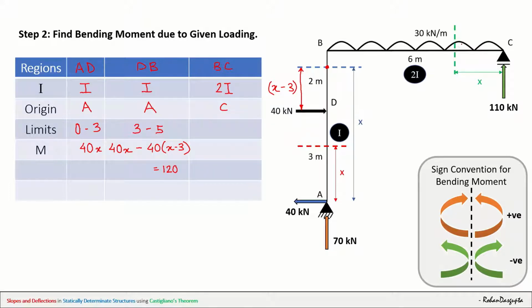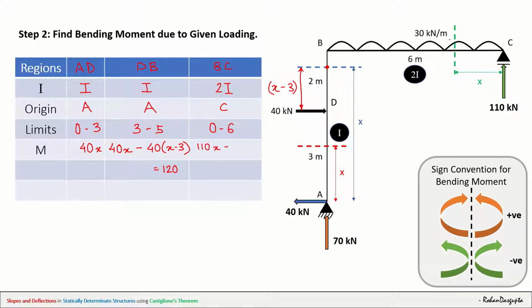Now let us take the section from C. And what is the limit of x? C to B. At C, the value of x is 0, and at B, the value of x is equal to 6. So the limit is 0 to 6. Now this force, right of section anti-clockwise, is positive. So positive 110 into x. Let me write this as 110 into x.